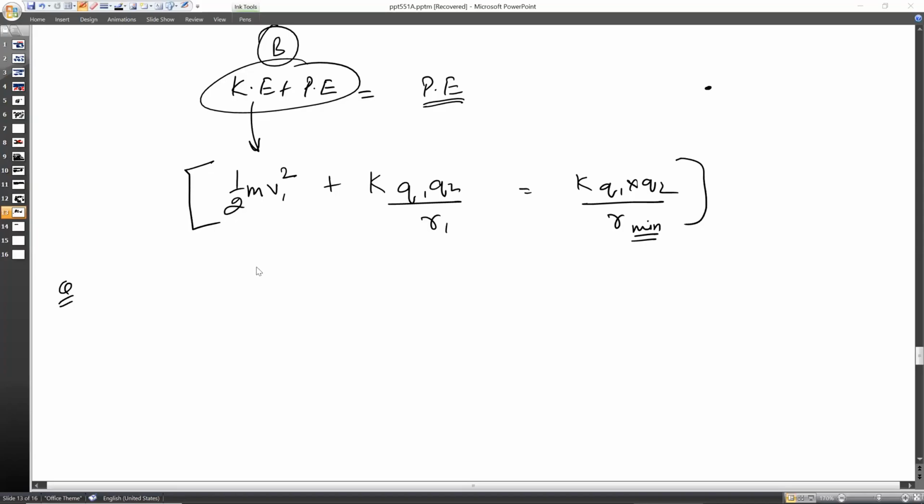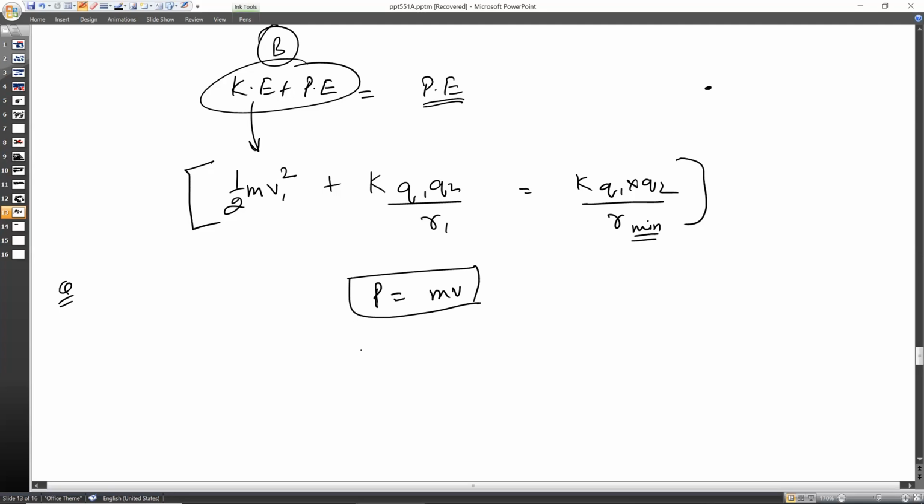Then the distance of closest approach is r1. If it is accelerated with momentum 2p toward the same nucleus, then the distance of closest approach will be... Here an alpha particle is accelerated with momentum p towards the nucleus. So the momentum given to you is p, and the momentum formula is m into v.